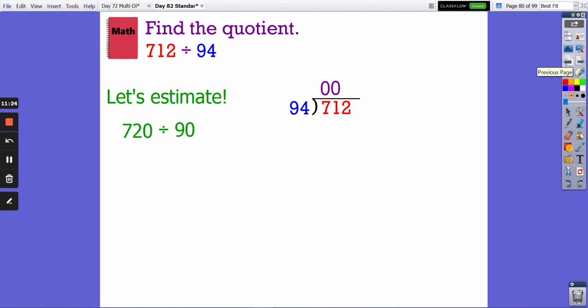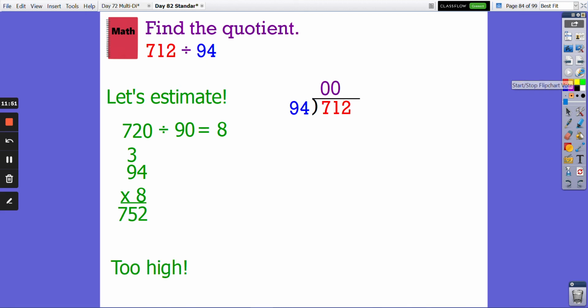Okay, and then let's choose a number that 9 can go into. So that's why we changed 712 into 720, because after we're changing our divisor, we're thinking about something that can divide evenly for our estimation. So 720 divided by 90 is 8. So let's start at 8. 94 times 8. 4 times 8 is 32. Okay, 8 times 9. And we end up with 75 when we add in the 3, so 752. Now, is that bigger than 712? Yeah, so it's too high.